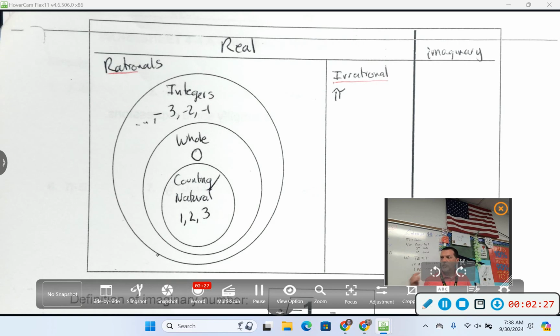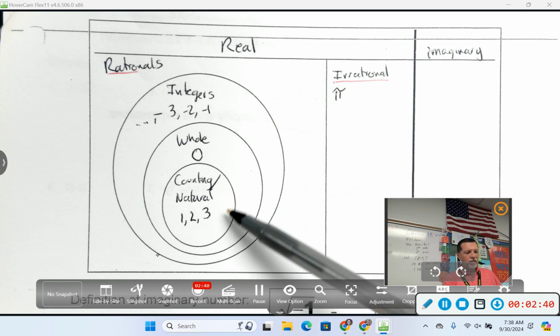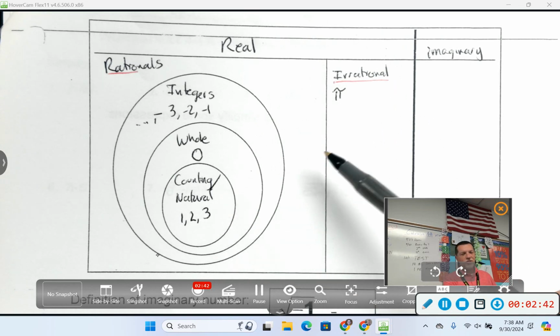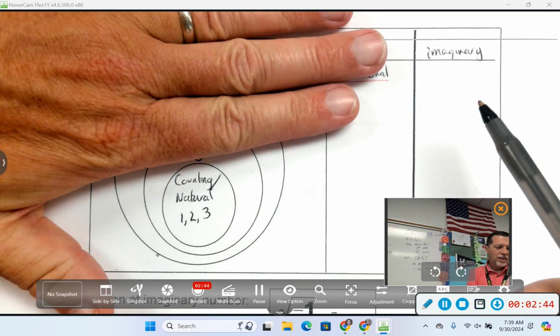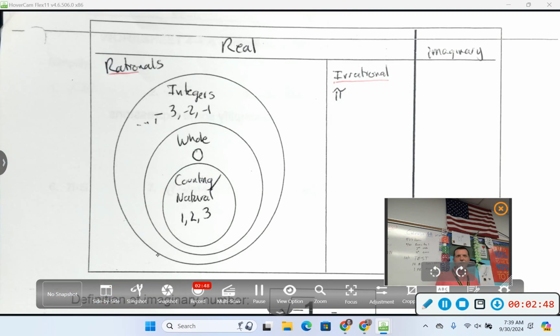So I want to put them in order. Counting numbers, you start with 1. Whole numbers, you add a 0. And then integers, you include the negatives. We're not going to do history of math in here, but this sort of mirrors the order that math stuff was figured out. This maybe seems weird, but it was a while before they figured out that there was a 0.